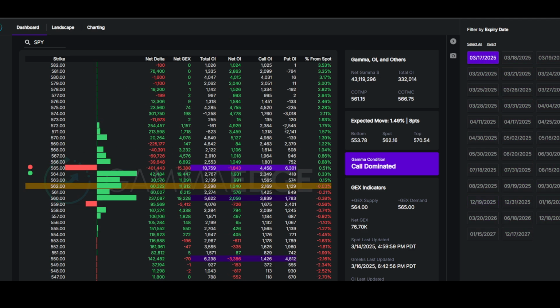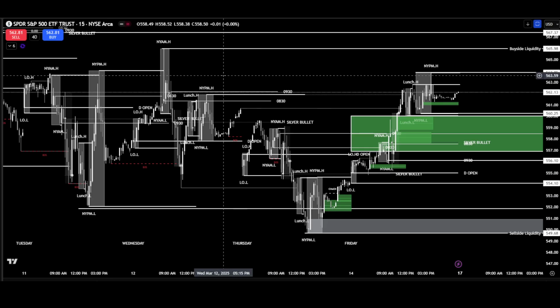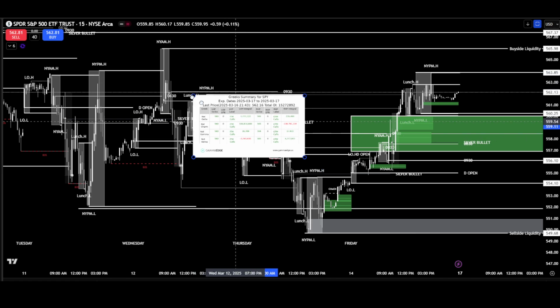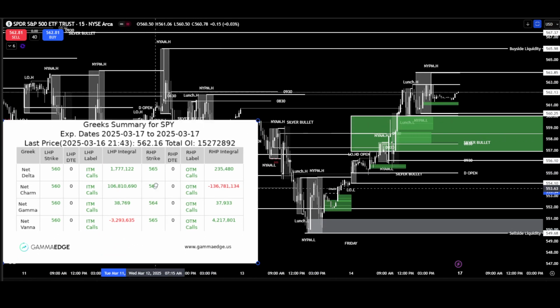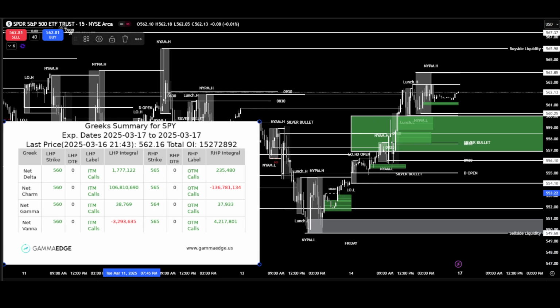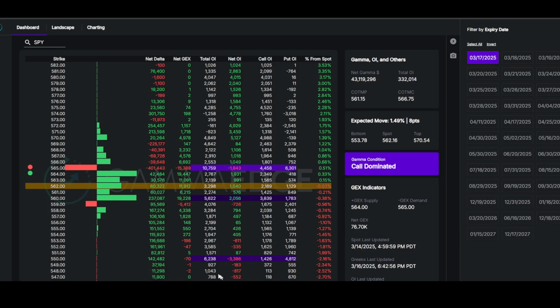All right, so we got the 17th pulled up here. I'm going to grab my netstat command here, and I'm going to go back to Gamma Edge real quick and just give it a quick look.